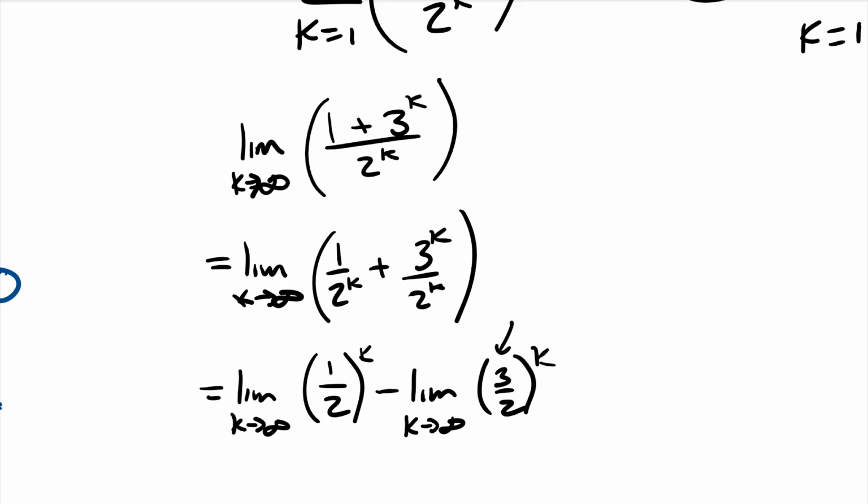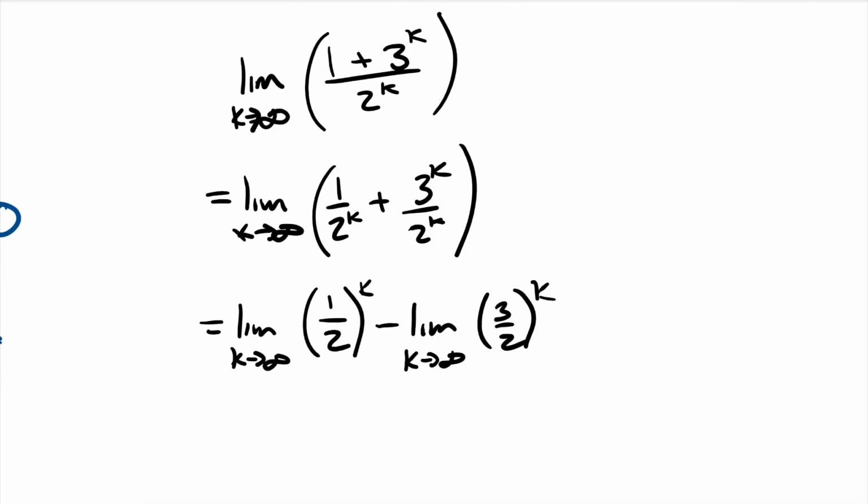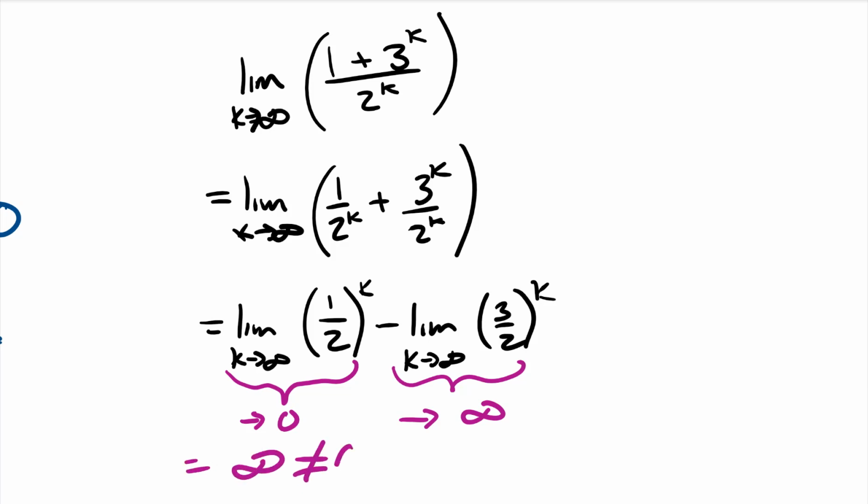I'm pretty sure that base is bigger than 1. If you look at the first part, that goes to 0, right? You take the limit of any number less than 1 raised to a power as k goes to infinity, and it's going to go to 0. Now this other part goes to infinity, because 3 over 2 is larger than 1. Therefore this goes to infinity, and infinity doesn't equal 0. Therefore, it diverges.